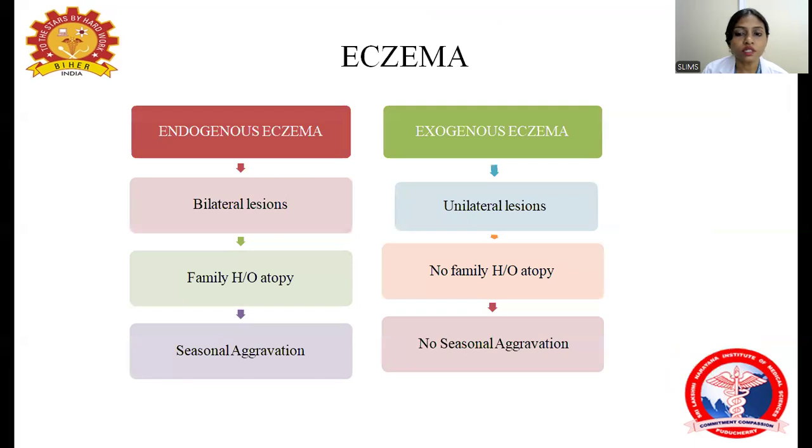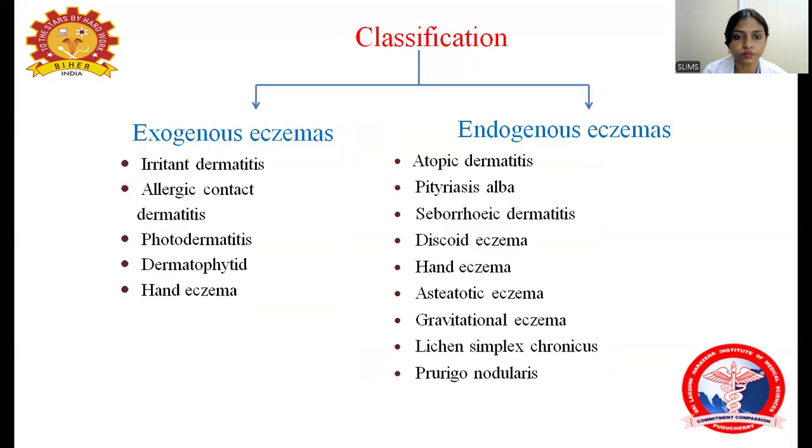Now let us see the classical features of endogenous eczema and exogenous eczema. In endogenous eczema, the lesions will be bilateral, there will be a family history of atopic dermatitis, and there can be seasonal aggravation. Whereas in exogenous eczema, the lesions will be unilateral at the site of exposure, you cannot elicit any family history of atopic dermatitis, and there is no seasonal aggravation.